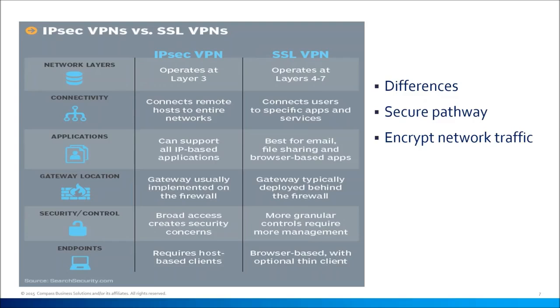With IPsec VPNs, the gateway is usually implemented on the firewall, which does present a little bit of issues there just because of where the placement is between the firewall. Typically, we want just everything behind the firewall because our firewall is our first line of defense. So having the IPsec VPN being on the firewall does present different types of issues versus the SSL VPN being behind the firewall. Now they're able to have protection on there.